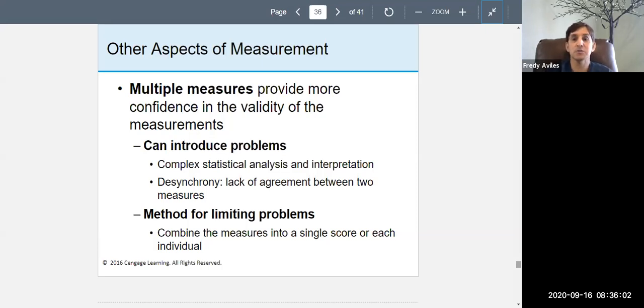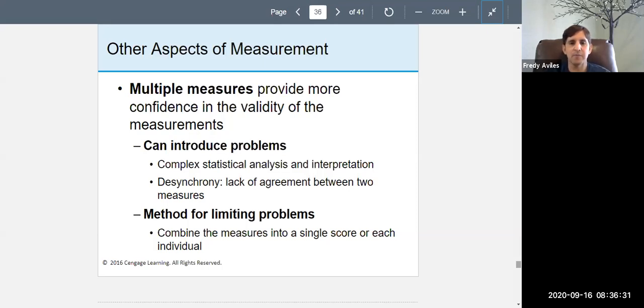But it can also introduce problems. It makes the statistical analysis more complex, more difficult to interpret. What do you do? You have a measure on a questionnaire, you have behavioral measures, and you might even have physiological measures. So you have to run 3 different kinds of tests. What if they don't agree? There are ways to handle that. Believe it or not, there's a way to limit that problem.